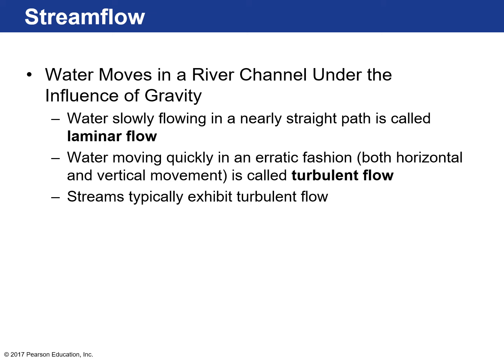All right, stream flow. Water moves in the river channel under the influence of gravity. So if you have water flowing in a nearly straight path, maybe like the Florida Everglades, we refer to that as laminar flow. When you have water turbulently moving in an erratic fashion, back and forth, smashing into rocks, horizontal, vertical movement, we call that turbulent flow. And streams typically exhibit turbulent flow. So laminar flow is kind of the exception.